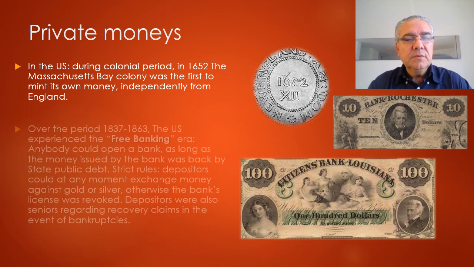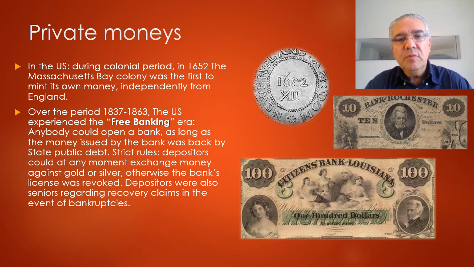And so we have the emergence, in 1837, way later, of the US free banking era. At that time, which is very interesting, anybody could set up a bank and get a charter under certain conditions, for example that the money issued was backed by public debt from the state in which the bank was chartered. And there were some really strict rules: the money had to be convertible at any moment if the depositor wanted to convert the money into gold, and that was possible to do at any moment. If there was a violation of that condition, then the license could be revoked.